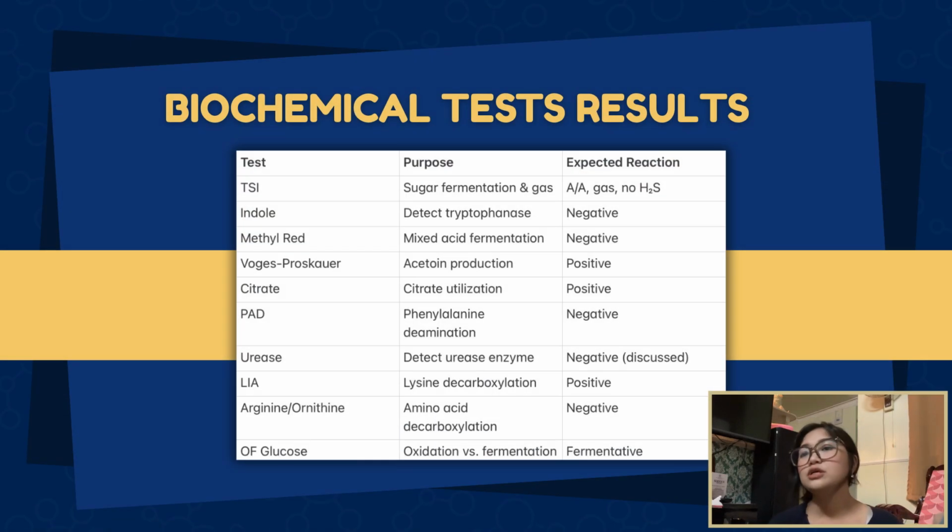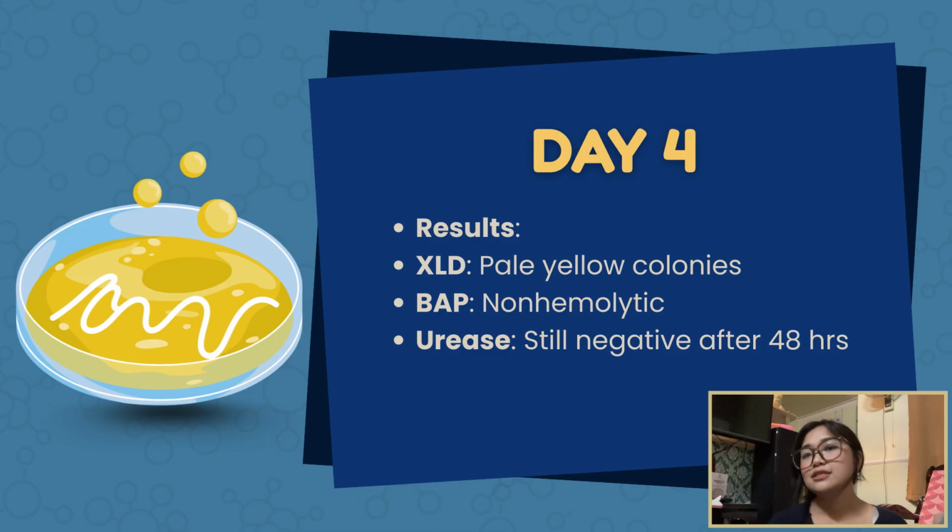Now, here is a summary table of all the biochemical tests I performed, which will be further discussed later on in the results and discussion. And then lastly, on day 4, XLD colonies were yellow, BAP colonies were non-hemolytic, and the urease broth still remained negative after 48 hours of incubation.